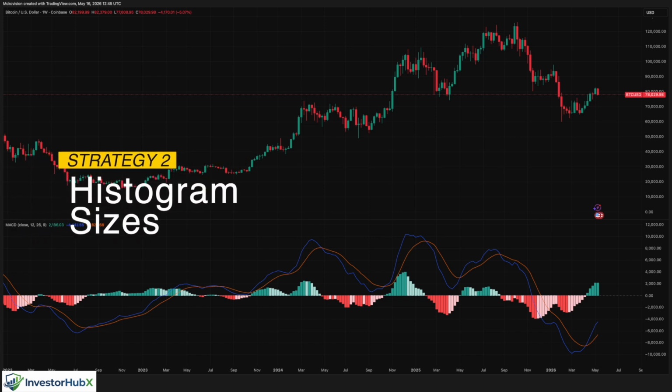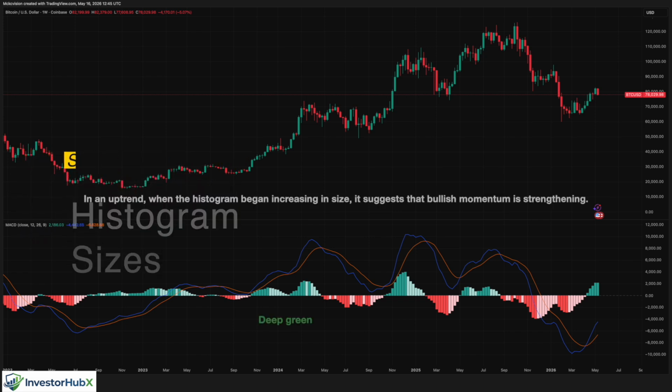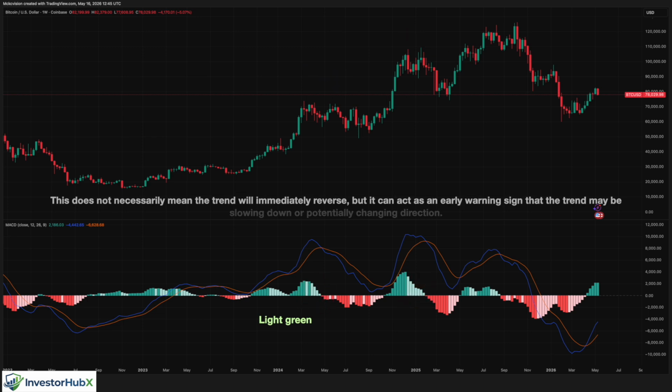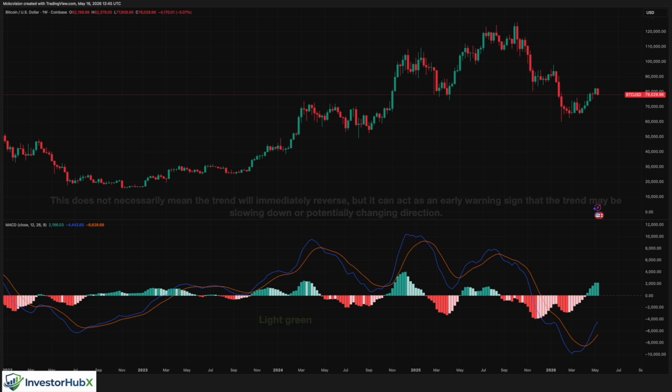Strategy 2 is using the size of the histogram. In an uptrend, when the histogram bars begin increasing in size, it suggests that bullish momentum is strengthening. This may indicate that the current uptrend is continuing and buyers are gaining strength. However, when the histogram bars begin shrinking in size, it suggests that momentum is weakening. This does not necessarily mean the trend will immediately reverse, but it can act as an early warning sign that the trend may be slowing down or potentially changing direction.